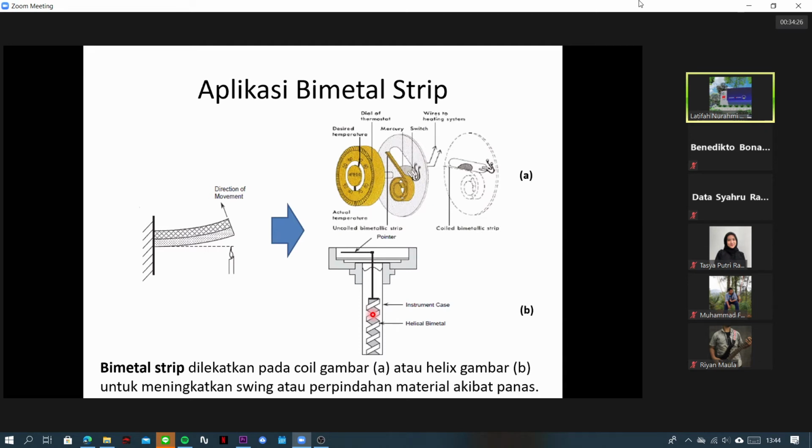So if you heat one of the edges, it will expand. It will be expanded like this. So it will show the temperature degree of the object that you are measuring.